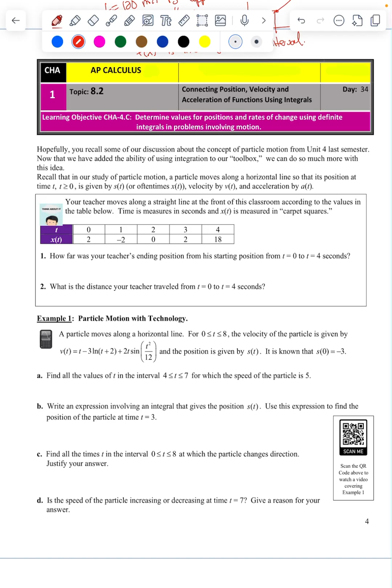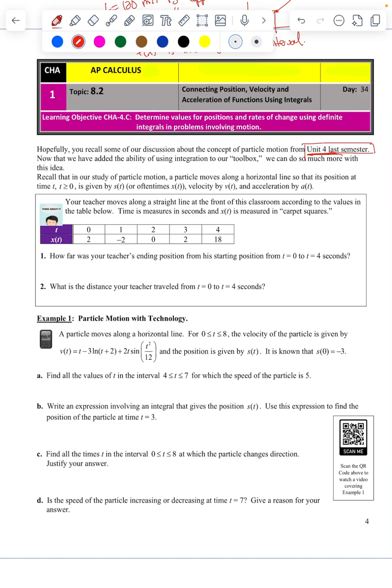All right, section 8.2, connecting position, velocity, and acceleration of functions. You're going to notice that I'm going to go through this section really quick because a lot of it is very repetitive. But hopefully you recall some of our discussion about the concept of particle motion from Unit 4. If you don't, please go back to Unit 4 and review it.